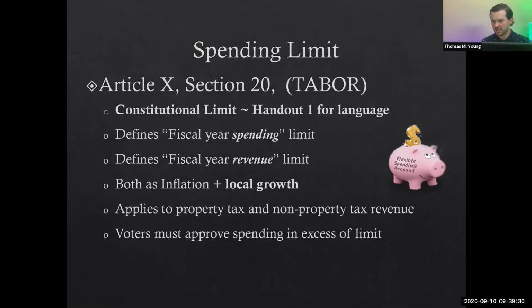That's not necessarily always the case, and it's often politicized or skewed one way or another when there's a vote for more money. But under TABOR, in order to exceed that limit, for whatever the entity might need, they have to ask the voters.